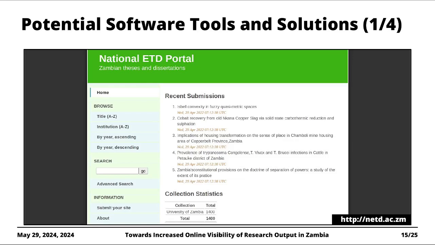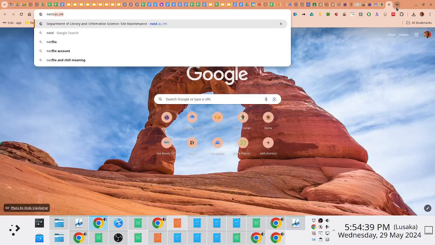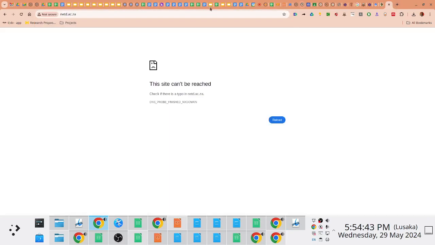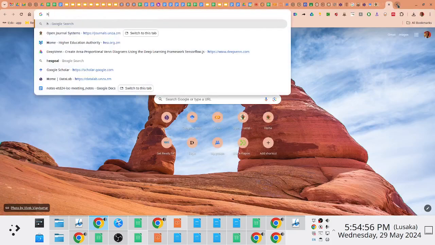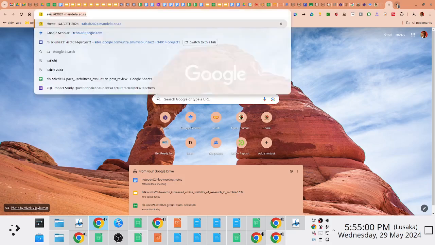It turns out that this is not a new innovation, if you will. There are countries such as South Africa, for instance, that have set up similar portals. So if you go to netd.ac.za, I don't know if the website is up and running here, you should be able to see what South Africa has actually done here. Maybe the website is not accessible, I'm not sure here.